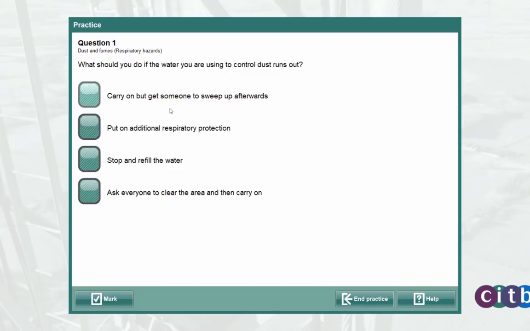What should you do if the water you are using to control dust runs out? Carry on, but get someone to sweep up afterwards. Put on additional respiratory protection. Stop and refill the water. Ask everyone to clear the area and then carry on.